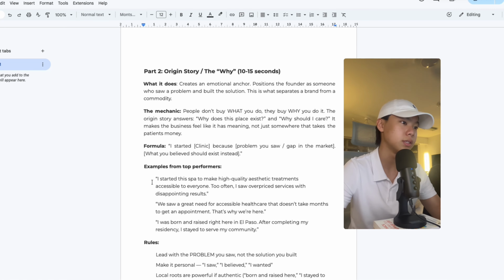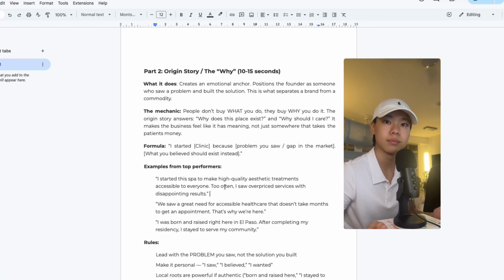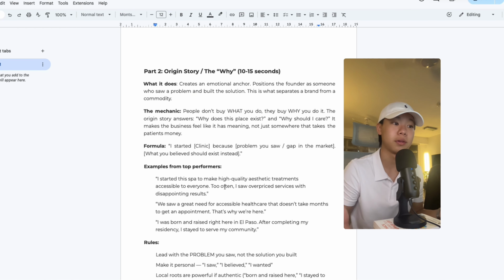So these are some of the examples. I will just read one out. I started this med spa to make high quality aesthetic treatments accessible to everyone. Too often, I saw overpriced services with disappointing results. Right, that can be one. That's an example that you can follow.